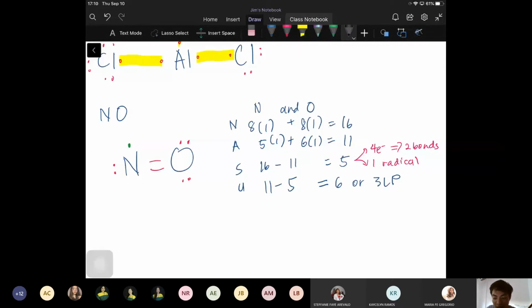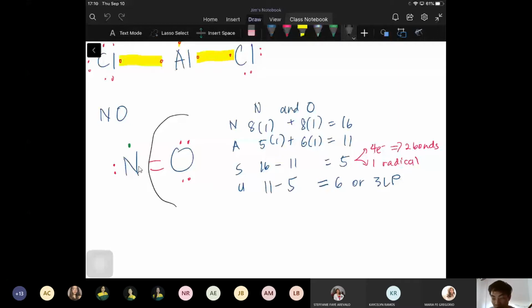Diyan talaga siya ilalagay. So, if you're going to check if it follows the octet, it will not, because of the radical. But make sure that the oxygen will follow. Yung nitrogen, kahit hindi na, okay lang yon. Kahit di siya mag-octet, okay lang kasi may radical. Unawain na lang natin na may radical siya. So, hindi na natin kukunin yung octet niya.